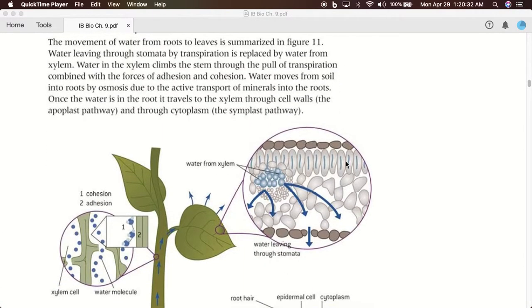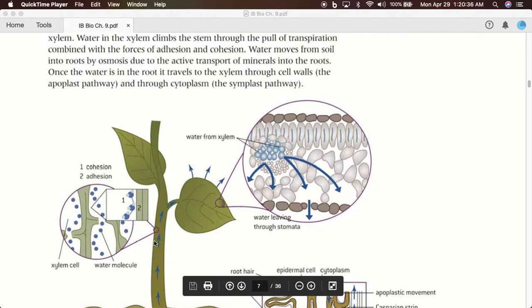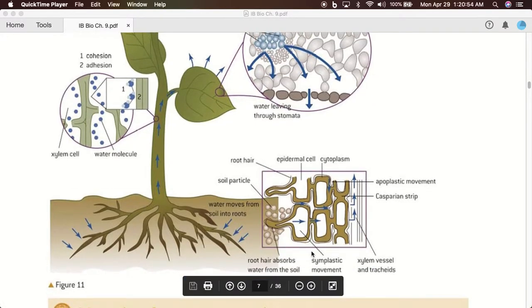And this last section here is just talking about these two pathways that exist in a plant. They're called the apoplast pathway and the symplast pathway. If water is going from cell wall to cell wall, then it's called the apoplast pathway. And if it's going through the cytoplasm of one plant cell to the next plant cell, that's called the symplast pathway. And there is a picture right here.